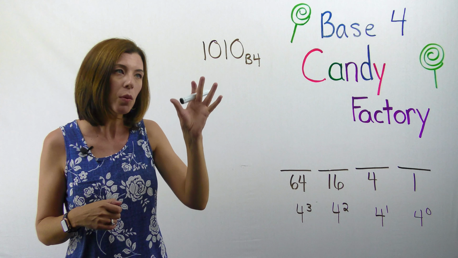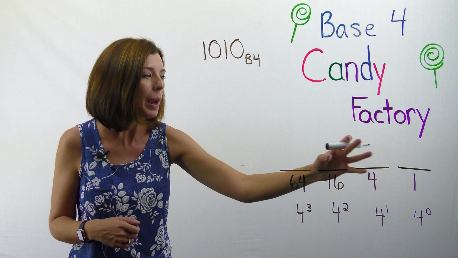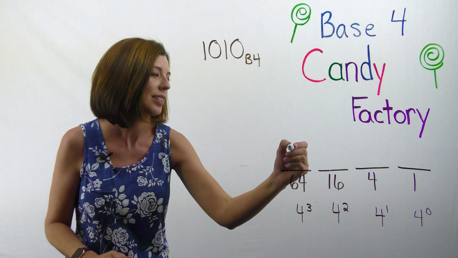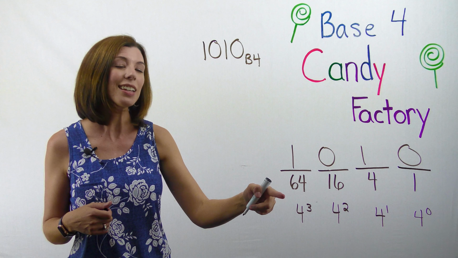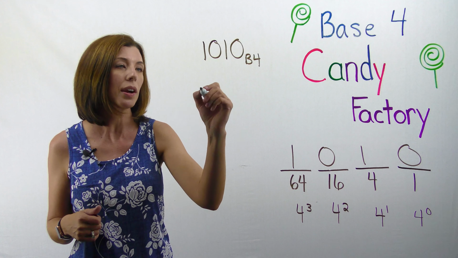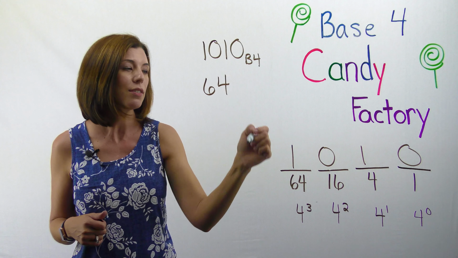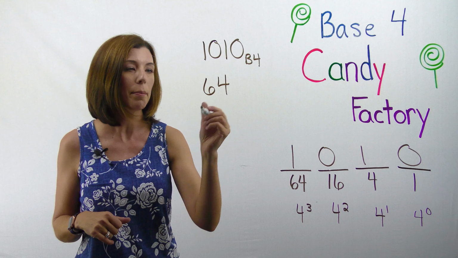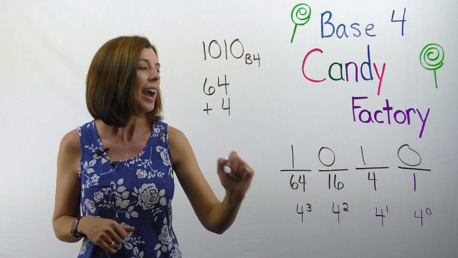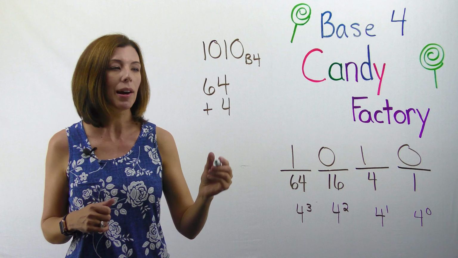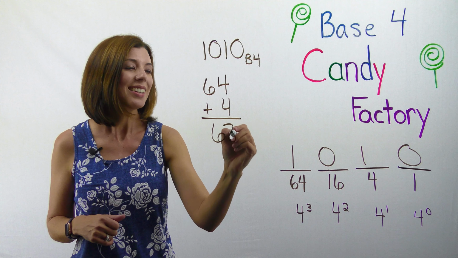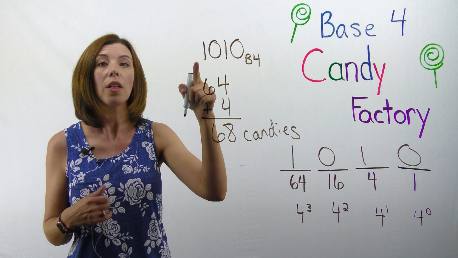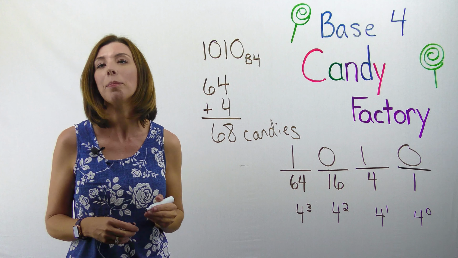First thing I want to do is put this onto my chart here so that I can see what boxes they actually used. Right away, I see that they used 1 box of 64. So I'm going to write that 64 candies. They didn't use any 16 boxes, but they did use 1 box of 4. And then they didn't use any unit boxes. I can see that 68 candies were ordered for the boxes 1010 base 4.